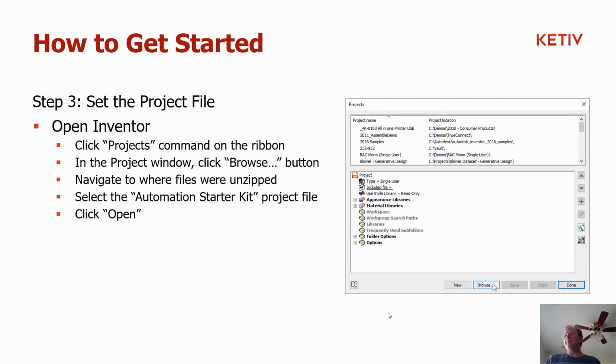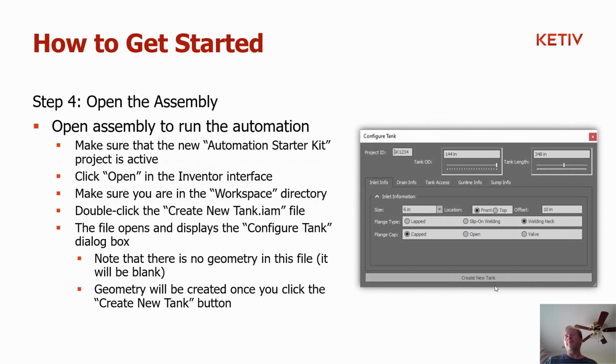Once you have everything unzipped, then you just need to open up Inventor, click Projects in the ribbon. In the project window, click the Browse button right here, navigate to where you unzip the files. You'll see a project file called Automation Starter Kit. Go ahead and click Open on that. And then once you have the project file set, make sure that that project is active. And then when you click Open in the Inventor interface, just make sure that you're in the workspace directory, which by default, it should bring you into that folder. And then double click the Create New Tank.iam file, and now you're inside the automation.